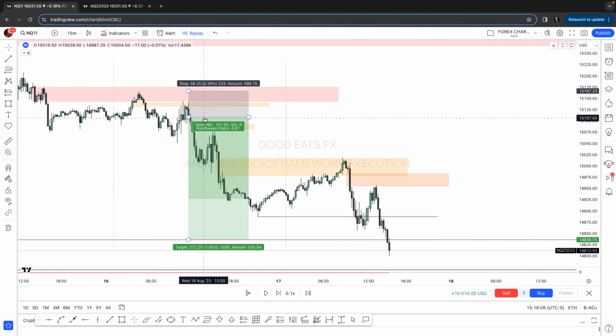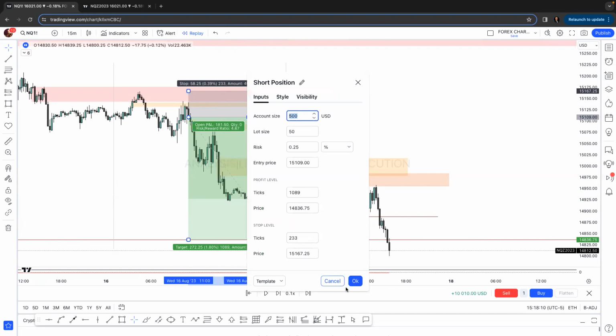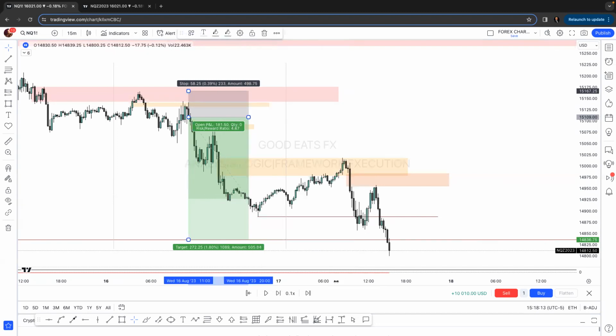2 NQ on a 272 point run, which is about 1,100 ticks. $8,000. You trade 1 day. You hold it for 2 days. You make $8,000.